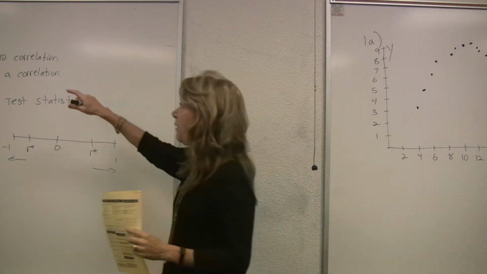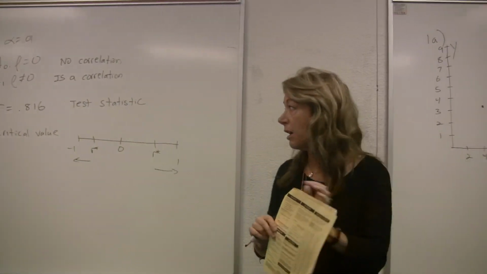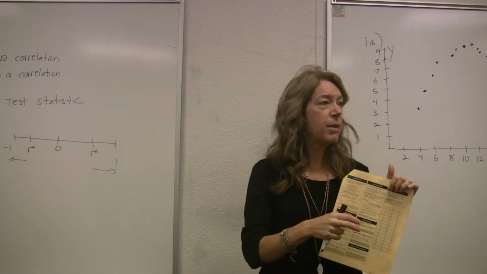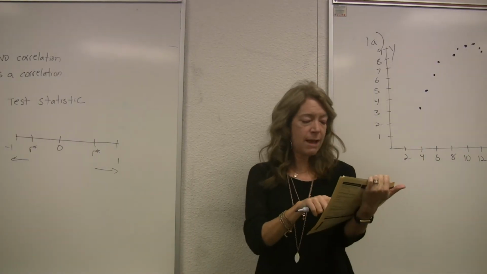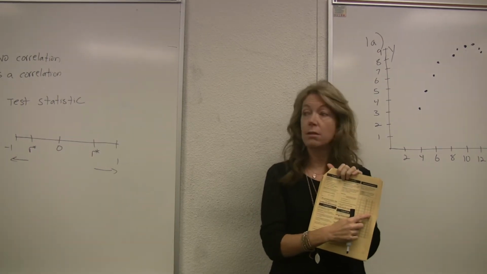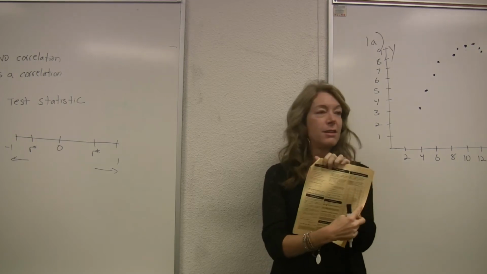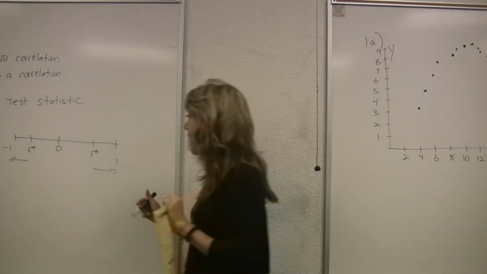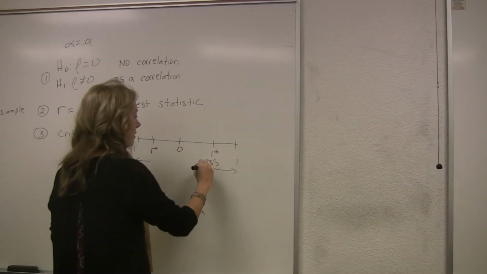So if we have alpha equals 0.01, and our N is our sample size, what was our sample size? There's 11 pairs here. We go down to 11. For 0.01, I see 0.765. 0.735? I want to say no. Oh, 0.735, thank you. So that is the cutoff right here, 0.735.